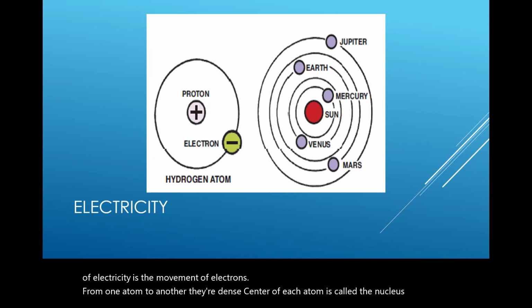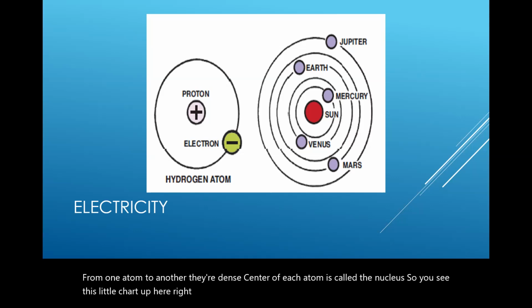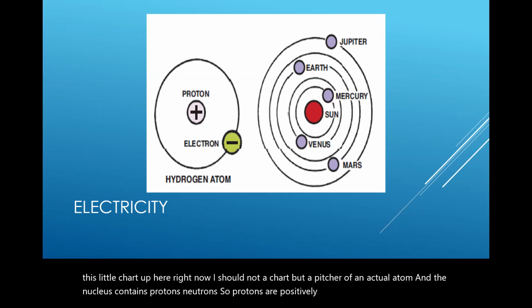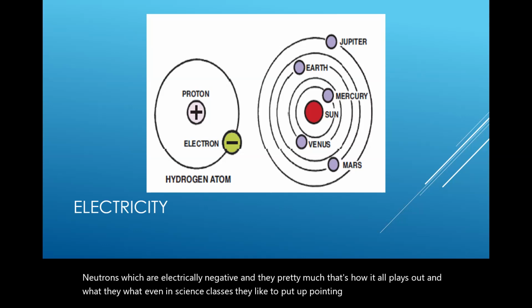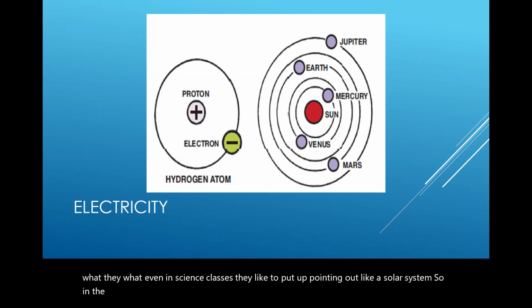So you see this little chart up here right now. I should say, not a chart, but a picture of an actual atom. And the nucleus contains protons and neutrons. So protons are positively charged, and neutrons, which are electrically negative. And pretty much that's how it all lays out. And even in science classes, they like to point it out like a solar system. So in the very center of it, it has the sun, and then as you go out, it's the different planets as it goes out.